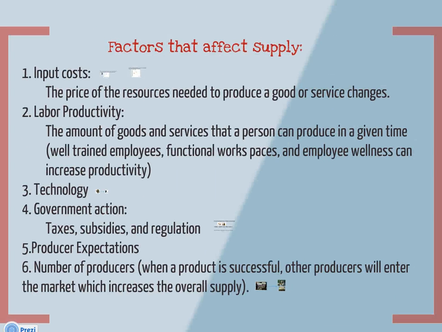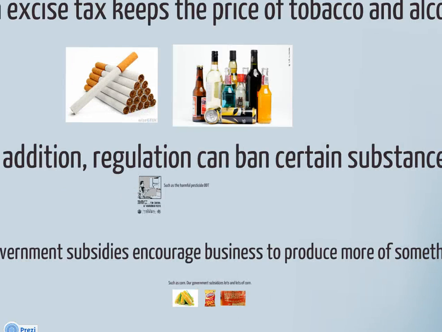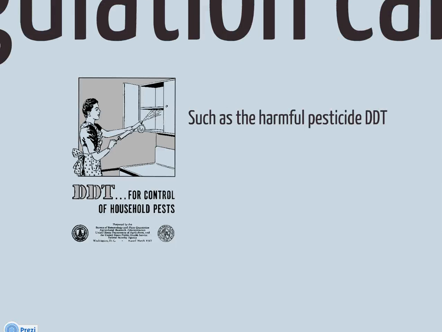And then we have government action, which takes the form of taxes, subsidies, and regulation. So a few examples of that. One example of a tax is the excise tax, which is a tax on things like tobacco and alcohol. If we didn't have this tax, the price of these things would probably be much lower, but they're bad for people, and so the government doesn't really mind making a little bit of money off of them. And then we have government regulation. So the government can regulate the use of substances that might be harmful to human health and even ban them.